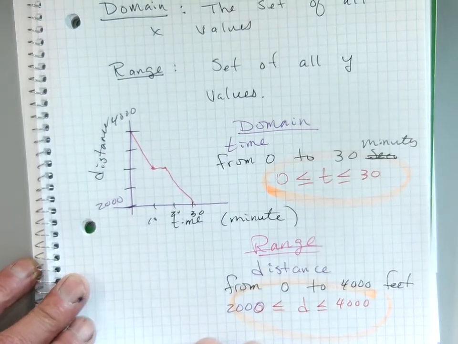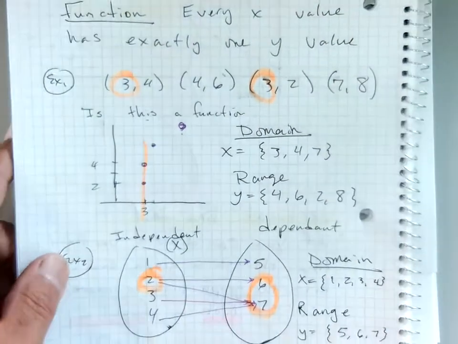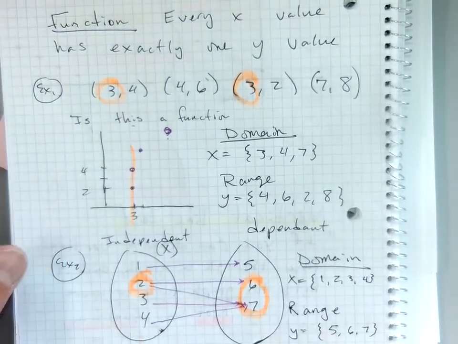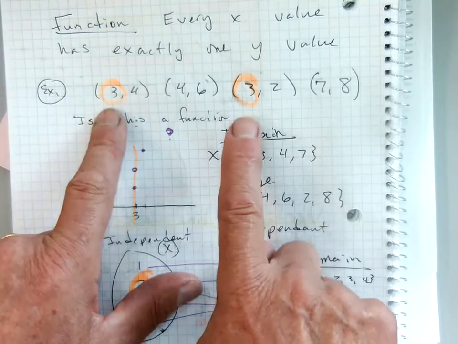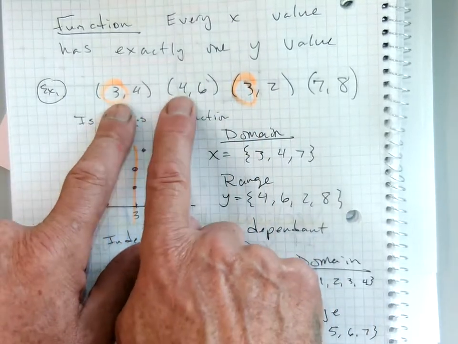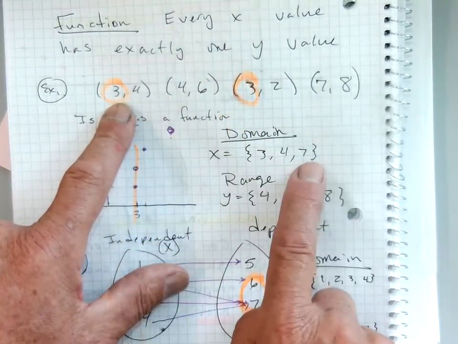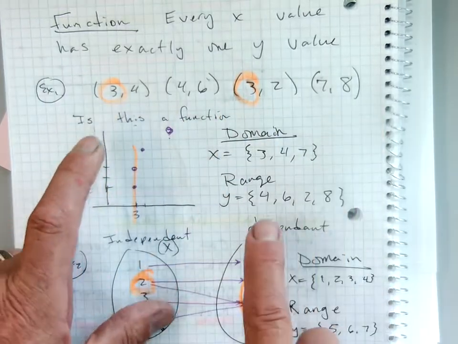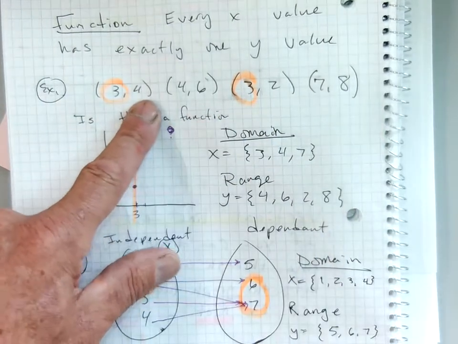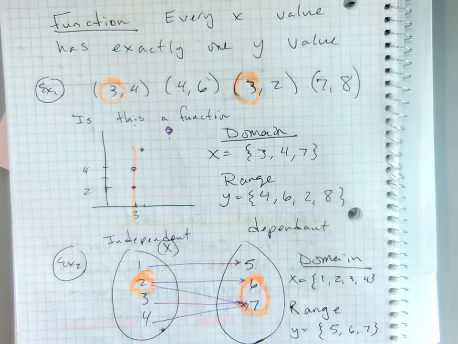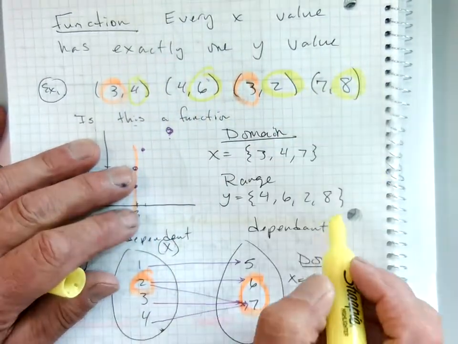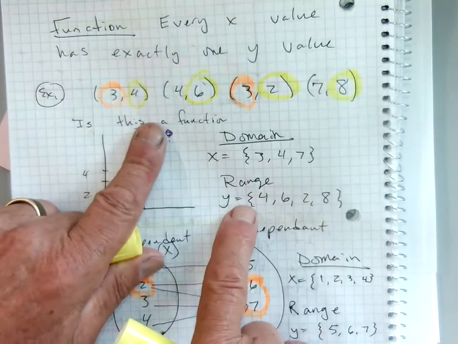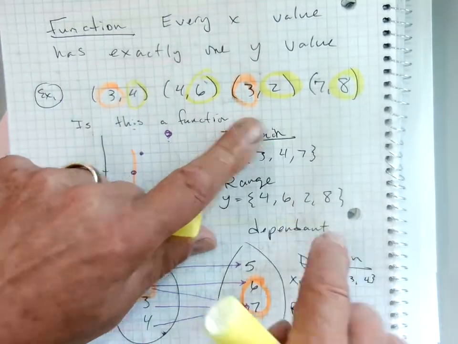Then we also applied it to our previous examples. The domain is all the x values, so domain would be 3, 4, 3, 7. And the range is all the y values. There are my y values, 4, 6, 2, and 8.